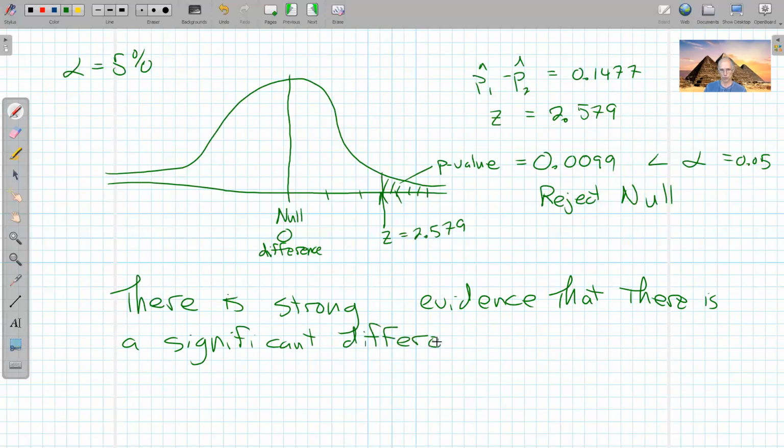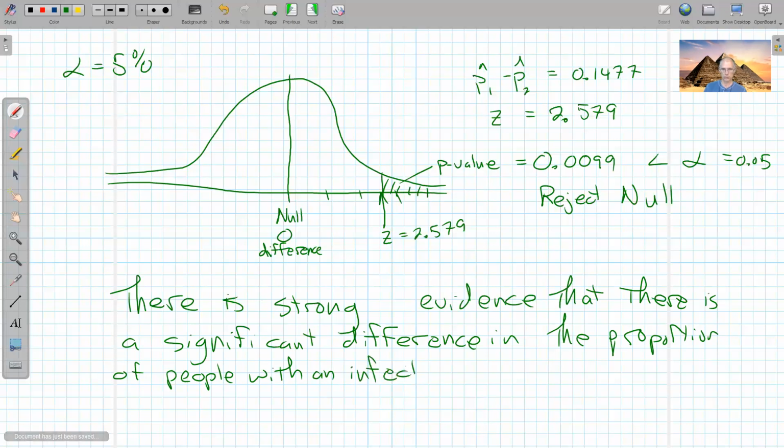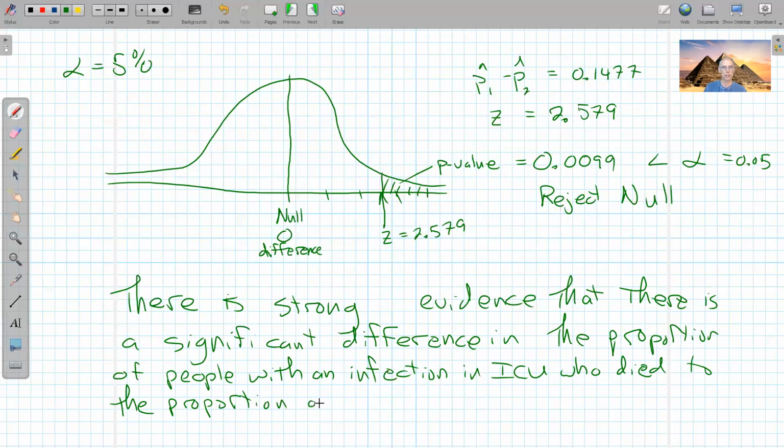in what? Good question. Difference in the proportion of people with an infection in the ICU who died to the proportion, got to say what difference I'm talking about here. Of people without an infection in the ICU, who died.